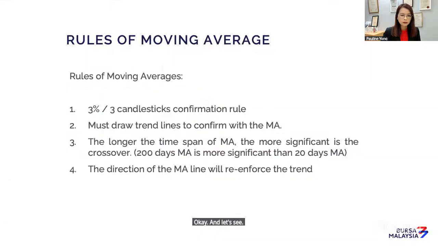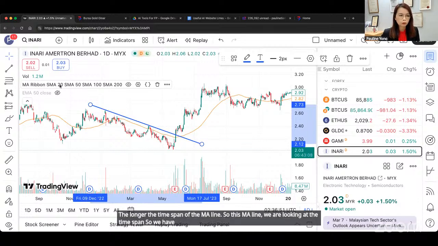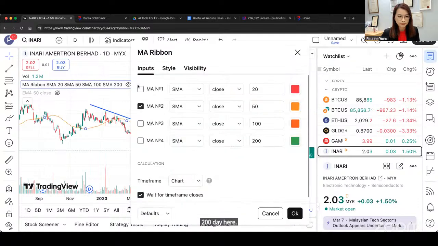The longer the time span of the MA, the more significant. So you go back here. The longer the time span of the MA line. So this MA line, we are looking at the time span. We have the shorter time span of 20 day, and then we have the longer time span of 200 day. So let me draw the 200 day here. So this is the 200 day MA line.